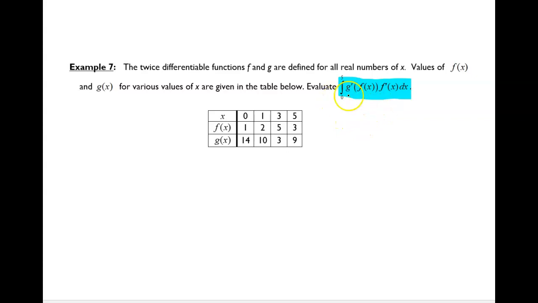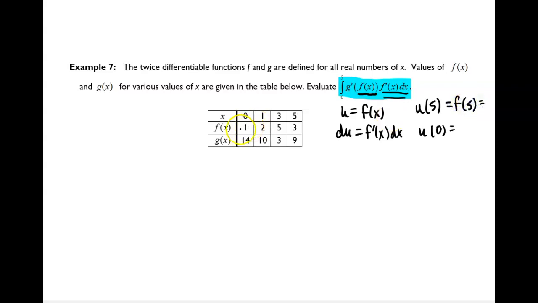So my u will be my inside part. U is f of x. I recognize that that's inside the g prime function. The derivative of that is f prime of x dx. That's nice, that's there. And then I also need to find u of 5 and u of 0. So I'm plugging in my bounds here. U of 5 means I'm doing f of 5, which is 3. And u of 0 means f of 0, which is 1.